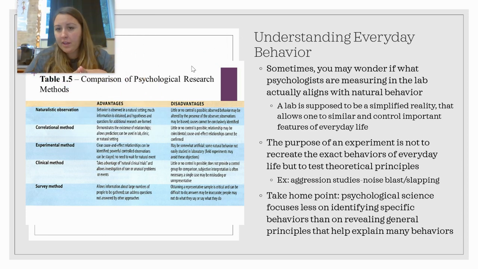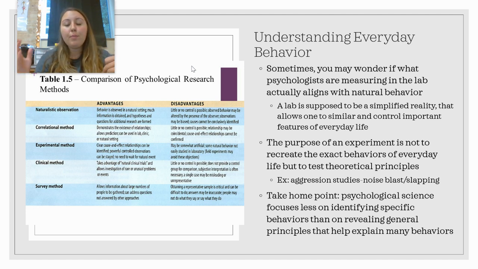in understanding everyday behavior, sometimes it might not make sense totally, because what a psychologist may do in a lab to try to understand behavior might seem very artificial. But that's on purpose, because in a laboratory experiment, we want the ability to control as many factors as we can, so that the only things that are being affected are the variables that we're trying to test. So a lab is supposed to be a simplified reality that allows one to simulate and control important features of everyday life. I wrote similar, that's a typo, simulate.